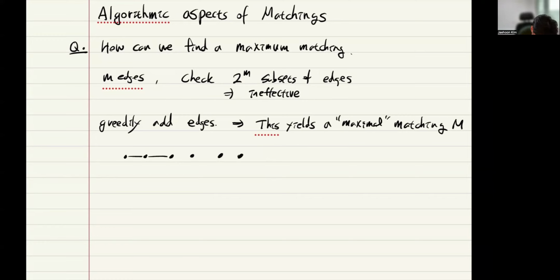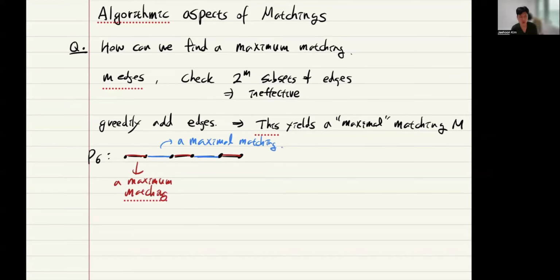For example, consider this 6 vertex path P6. Then what we can do is take these two edges. Then that's a maximal matching. There is no other matching which contains both of these two edges. However, there is a bigger matching. This is the maximum matching, and in this case it is actually the only maximum matching, but the other one is just a maximal matching.